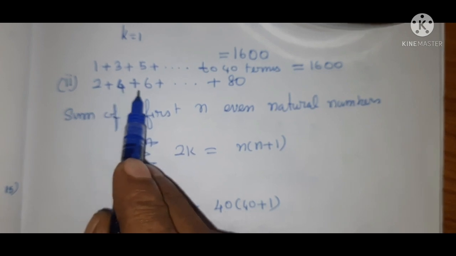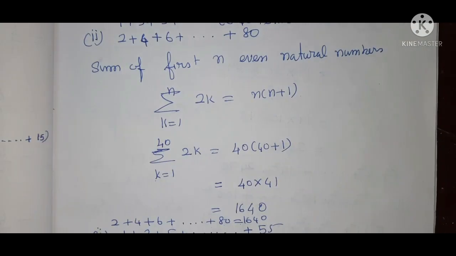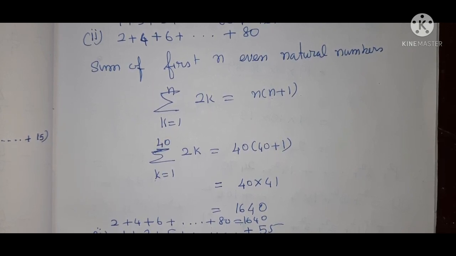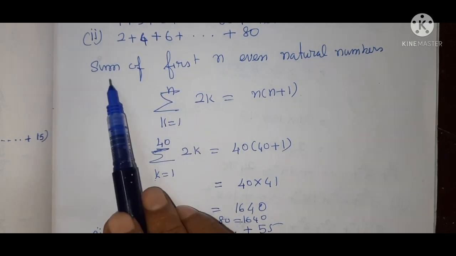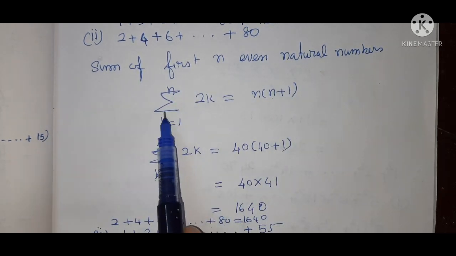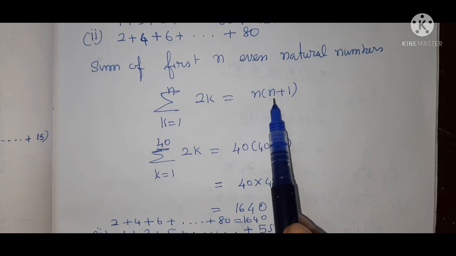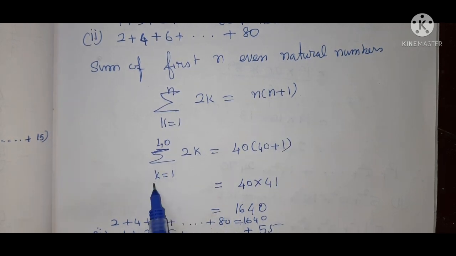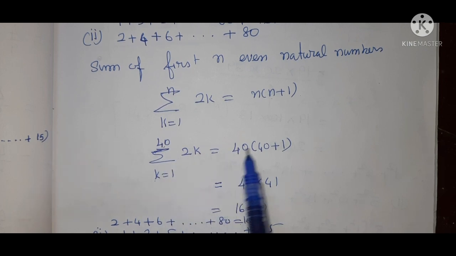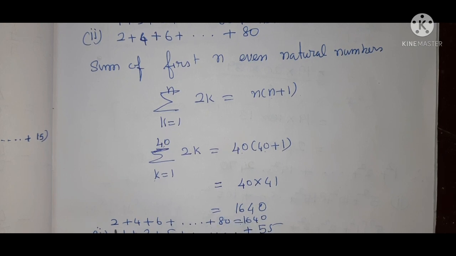Second sum, 2 plus 4 plus 6 plus and so on plus 80. Here, even natural numbers are given, starting from 2 up to 80. Number of terms here is 40. Sum of first n even natural numbers, sum of 2k is even natural number, k is equal to 1 to n. Formula is n into n plus 1. Sum of 2k, k is equal to 1 to 40, is equal to 40 into 40 plus 1, 40 into 41, 1640. 2 plus 4 plus 6 plus and so on plus 80 is equal to 1640.